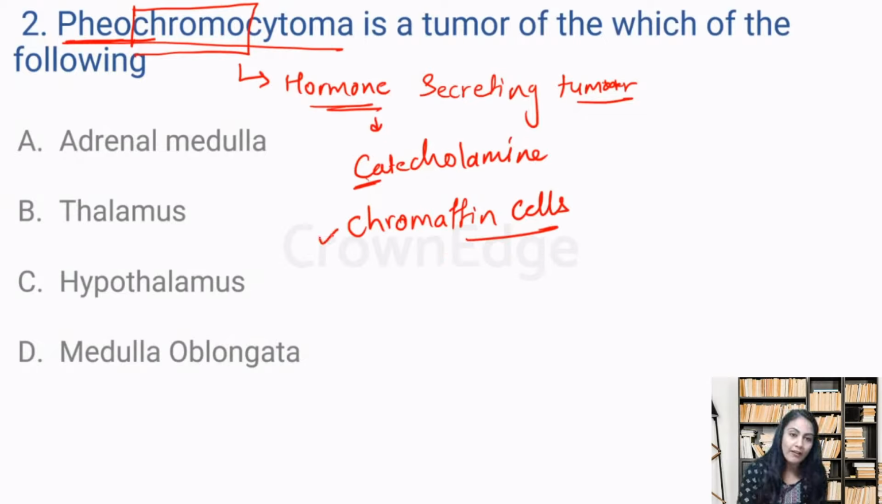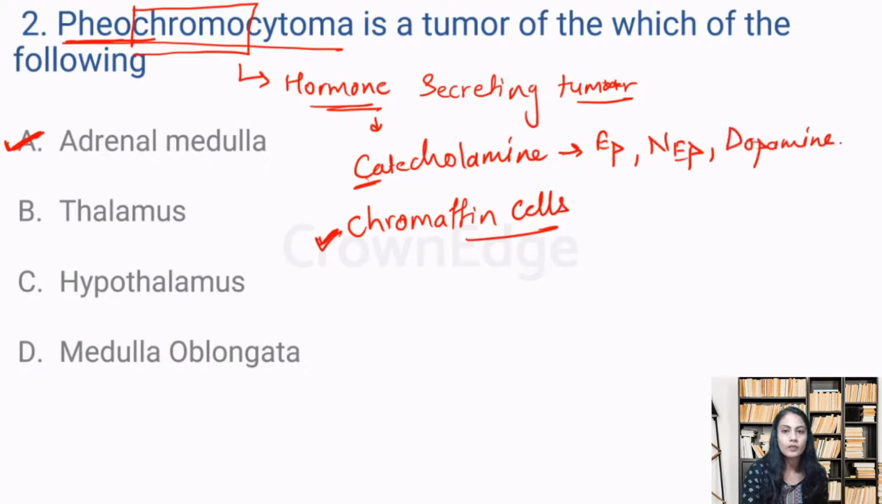The chromaffin cells are present in the adrenal medulla, and this is the tumor of chromaffin cells. That means the chromaffin cells are proliferating in larger number. So what is going to happen? They are going to secrete a large amount of catecholamines. And what are the catecholamines? Epinephrine, norepinephrine, and dopamine.